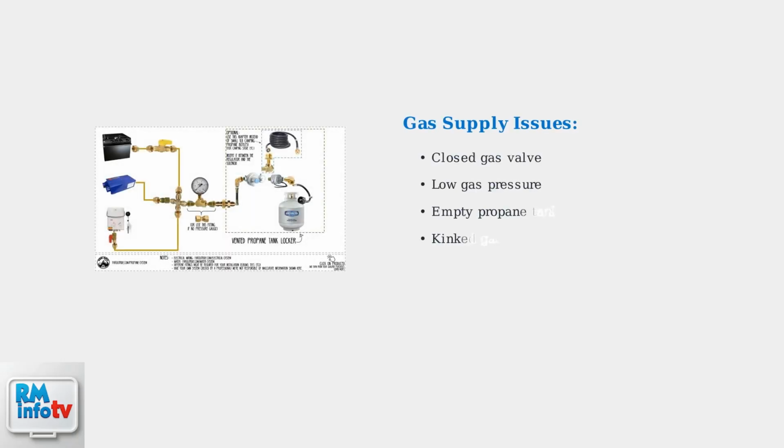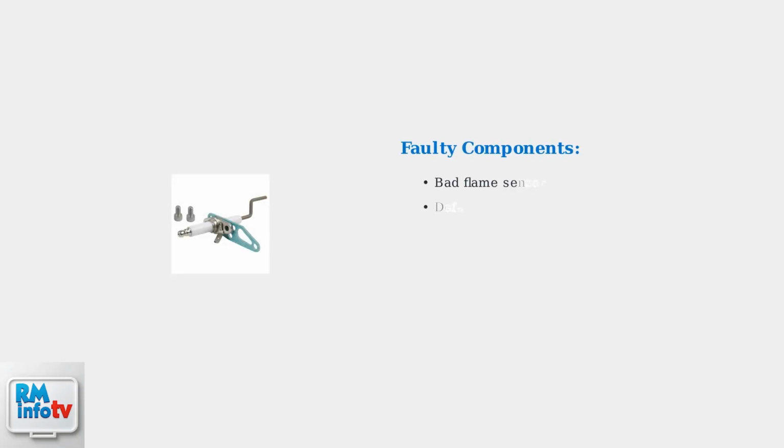leaks. There are several common causes of error code 12. The most frequent is insufficient gas supply, which can occur due to a closed gas valve, low gas pressure, or an empty propane tank. Faulty components can also trigger error code 12. This includes a bad flame sensor, defective igniter, or worn out thermocouple. These parts work together to create and detect the flame.